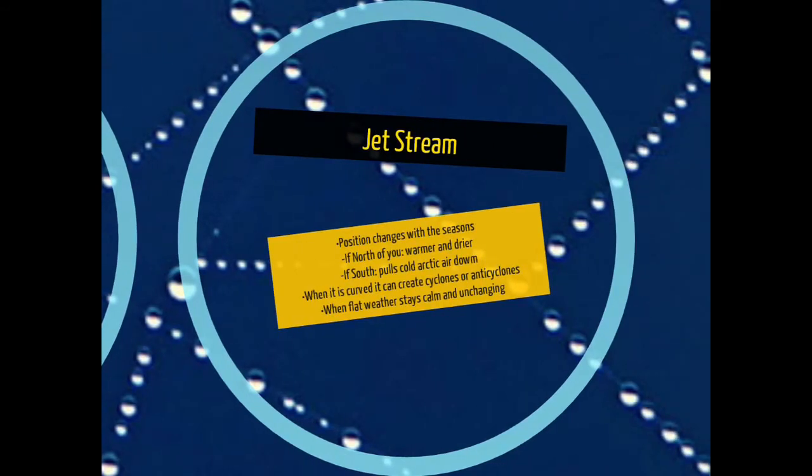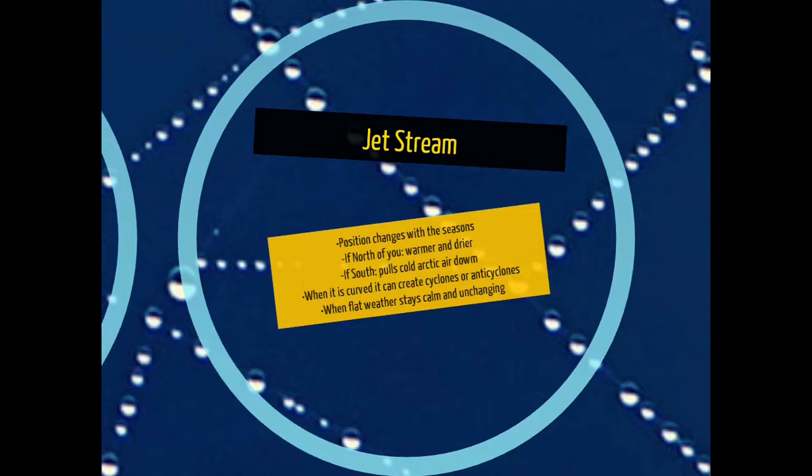So for the jet stream, its position changes with the seasons. If the jet stream were to be north of us in Minnesota, it would mean a warmer and drier climate, because the jet stream would be pulling up wind from around the Gulf of Mexico. But if the jet stream were to be south of us, it would be cold. It would be pulling cold Arctic air down from places like Canada.